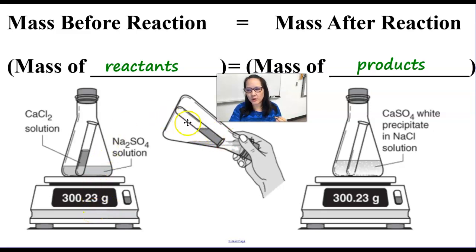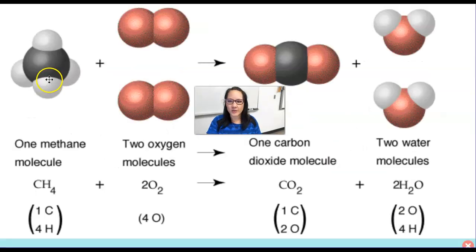However, if you invert both of them and mix them with each other, a chemical reaction occurs, and now we have a white precipitate at the bottom of this, which is a solid that forms from two liquids. And so after you mix them, you'll see that we have new products and they have the same mass, 300.23 grams.